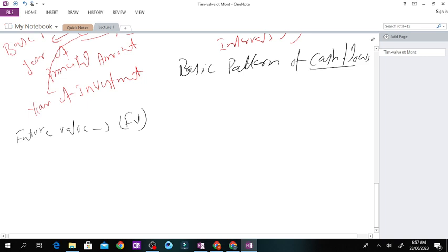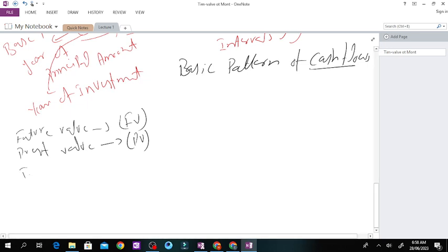And if we talk about the present value, in other terms, it is the amount you will get today, or the amount you are going to invest today, or deposit today, or borrow today. This is known as present value, and in simplified form, we normally say it's PV.